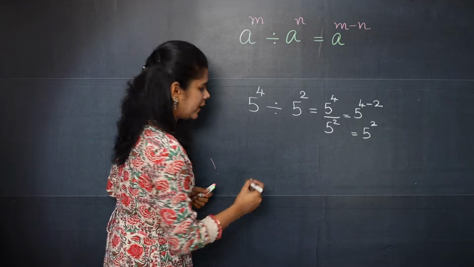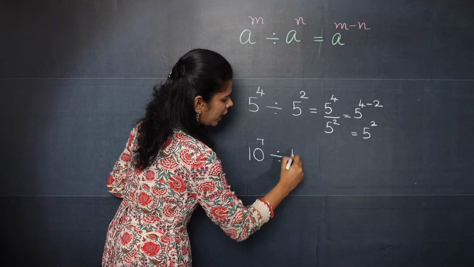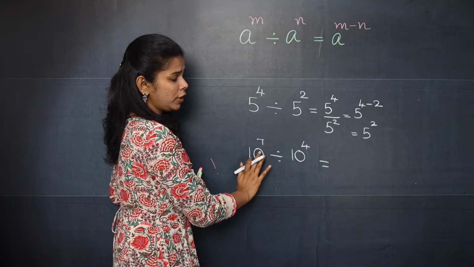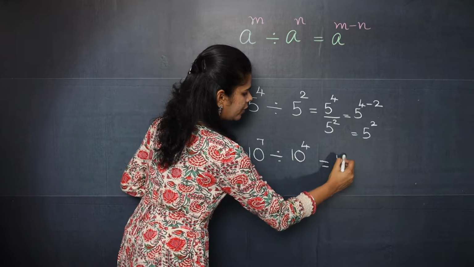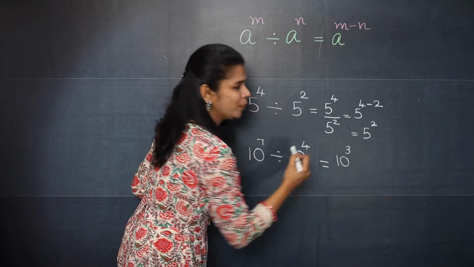Now let us see another example. 10 raised to 7 divided by 10 raised to 4. So this is equal to, you should subtract the powers. So 10 raised to 7 minus 4, that is 10 raised to 3.